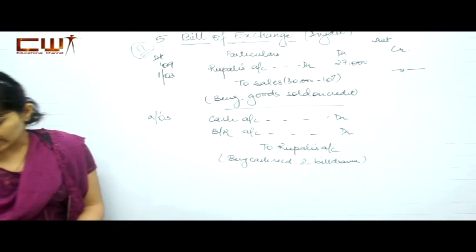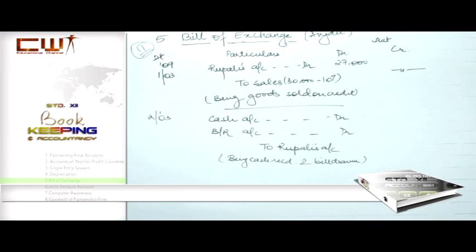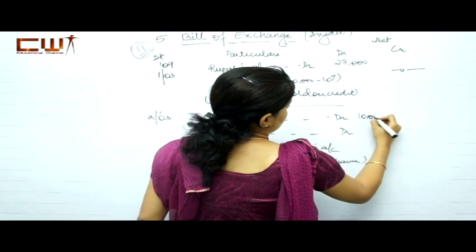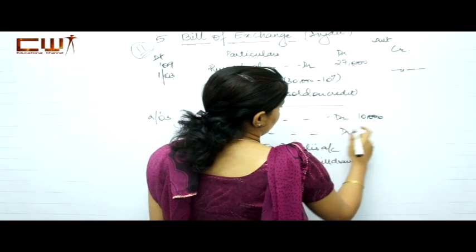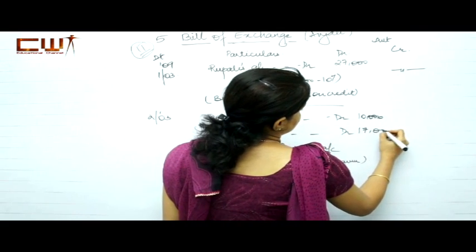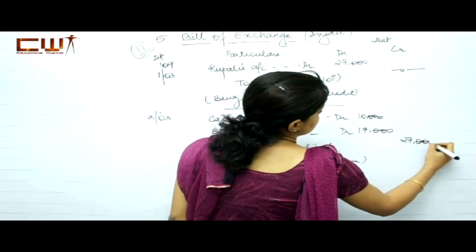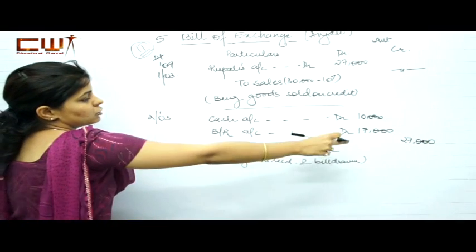Total is how much? 27,000. How much are you receiving in cash? 10,000. Alright. How much bill are you drawing for? The balance, that is 17,000. Total Rupali has to pay how much? 27,000. Total amount due against Rupali's account is 27,000.